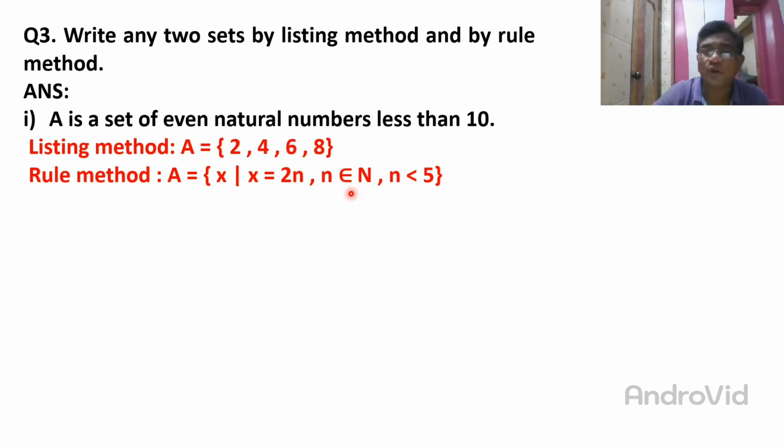And this n belongs to the natural numbers, and this n is smaller than 5. So it is not equal to 5, it is smaller than 5. So you take the values of n as 1, 2, 3, 4, in such a way. How do you understand? So here you can write x such that x. Afterward we write the property according to which they are coming together. So that property is written here.